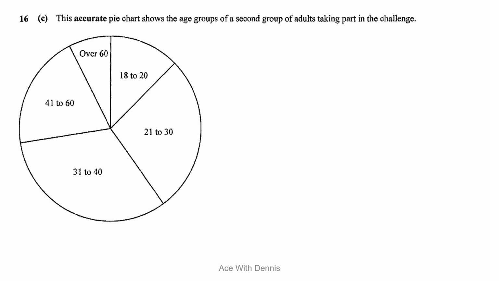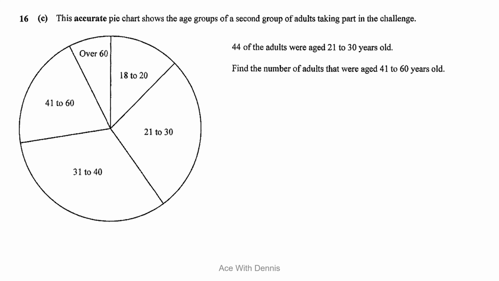Part C. This accurate pie chart shows the age groups of a second group of adults taking part in the challenge. 44 of the adults were aged 21 to 30 years old. Find the number of adults that were aged 41 to 60 years old. 2 marks. So since this is an accurate pie chart, we can take the protractor to measure the angle.